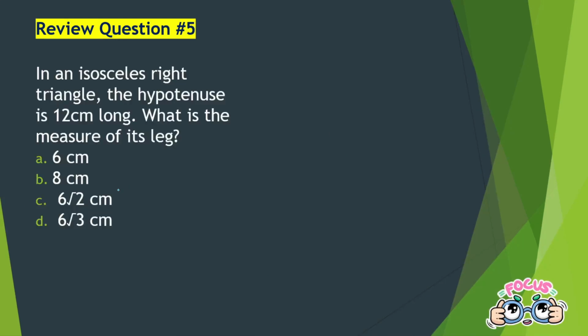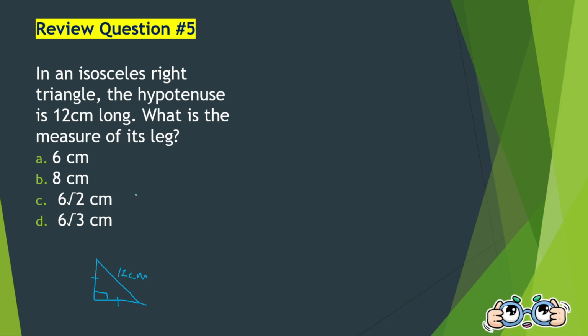Question number 5. In an isosceles right triangle, the hypotenuse is 12 cm long. What is the measure of its leg? A. 6 cm, B. 8 cm, C. 6 square root of 2 cm, or D. 6 square root of 3 cm. So let us illustrate the isosceles right triangle. When we say isosceles right triangle, the two sides are equal and it forms a right triangle. Ito po yun. So, may right triangle tayo at itong sides na to, which are legs, are considered to be equal. And this is the hypotenuse, which is equivalent to 12 centimeters.